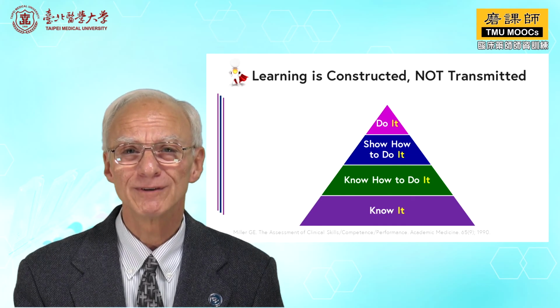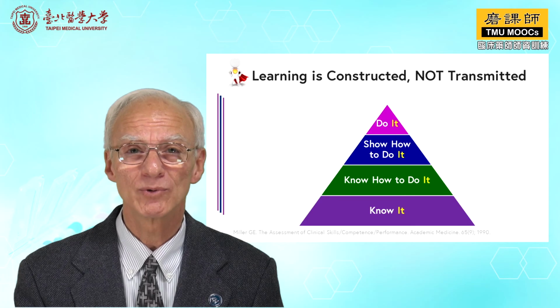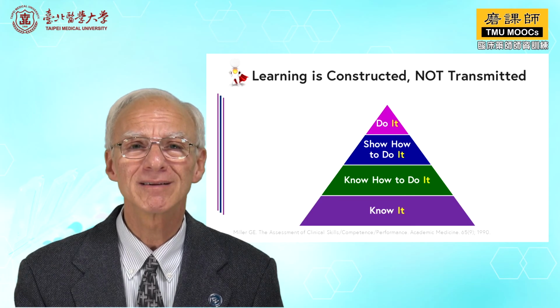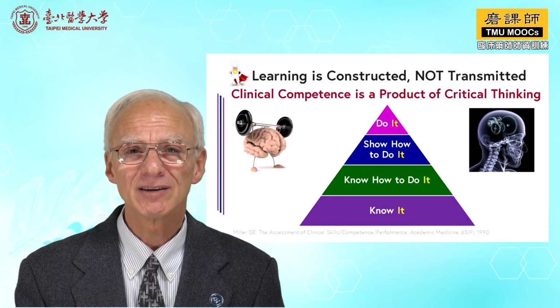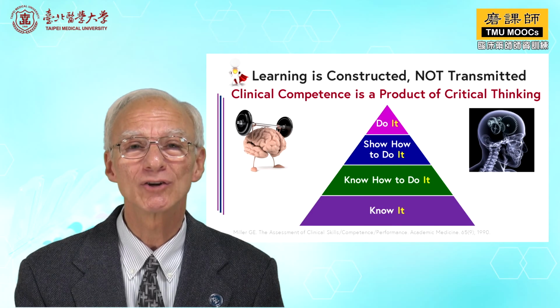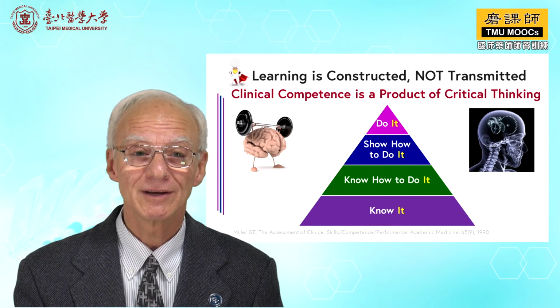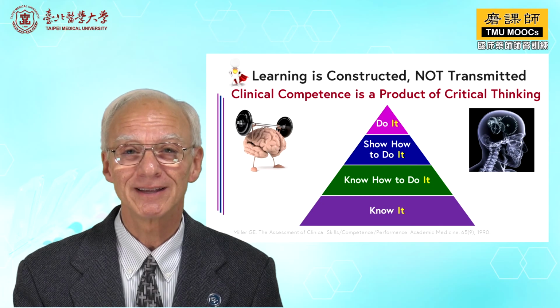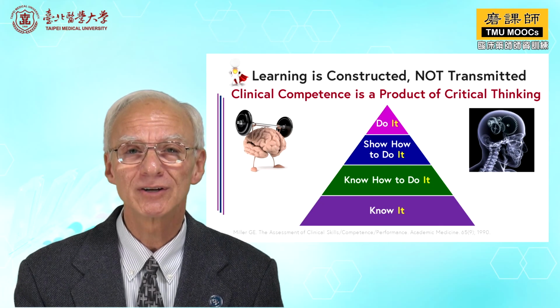George Miller, a physician, back in 1990 developed what he called the clinical competence pyramid. The clinical competence is focused on critical thinking. And what George Miller identified was that there's a progression of clinical development when a student completes a rotation.